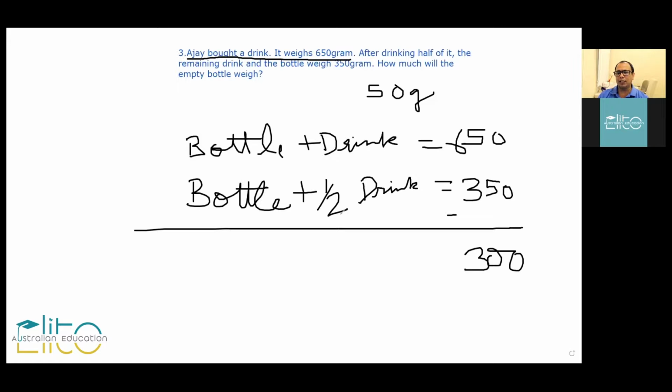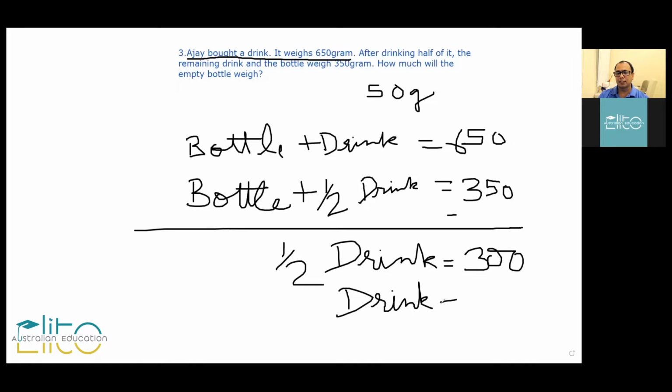And on the left-hand side, almost all the children can do it, and they will say half the drink. Which means half a, yes, Vicky? So you literally just minus 300 again, right? Yes, you're absolutely correct. So we know half the drink is 300, which means the drink is 600.